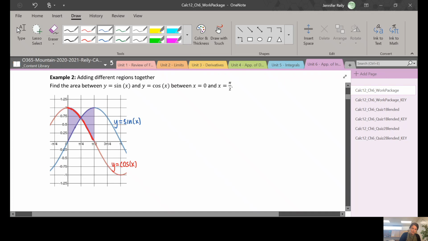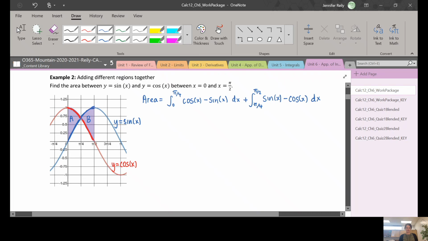And then in this region, sine x is on the bottom, but in this region, sine x is on the top. So we're going to have to split this into two parts. I'll call them A and B. So the area between the curves is going to be the integral from 0 to pi over 4, where cos x is on the top, minus sine x dx, plus the integral from pi over 4 to pi over 2, where sine x is on the top, minus cos x dx.